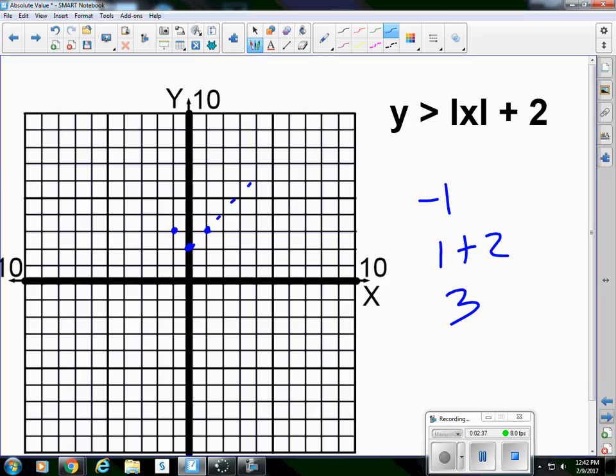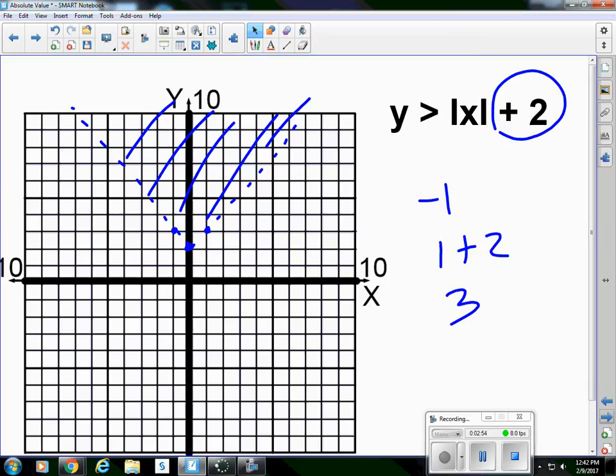And because it says greater than, we're going to use a dotted line, and we're going to shade everything above that. So outside the absolute value, it just shifts it up and down. Inside the absolute value, it shifts it left and right, if I add and subtract inside the absolute value sign.